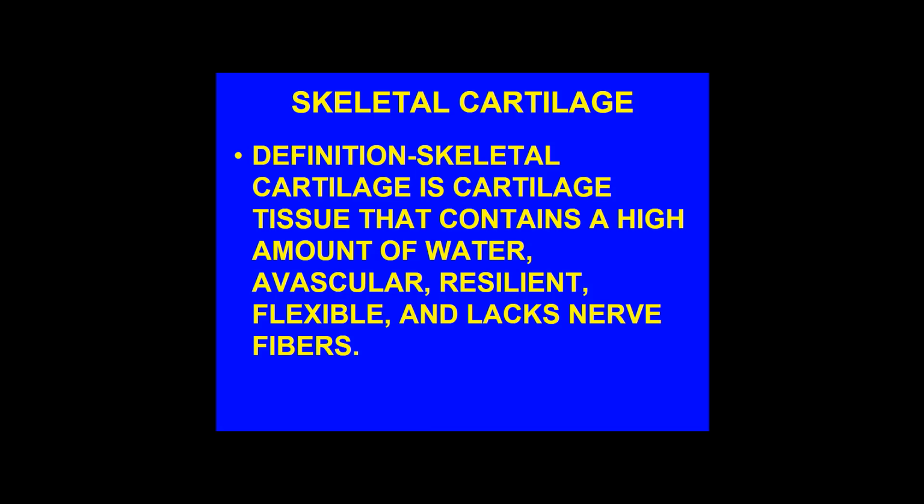By definition, the skeletal cartilage is cartilage tissue that contains a high amount of water. It's avascular, meaning it lacks capillary beds, okay? So that means that all the nutrients and all the waste removal is going to be by diffusion. That's a slower process than, let's say, having a capillary bed there. But the tissue is resilient, flexible, but it also lacks nerve fibers, okay?